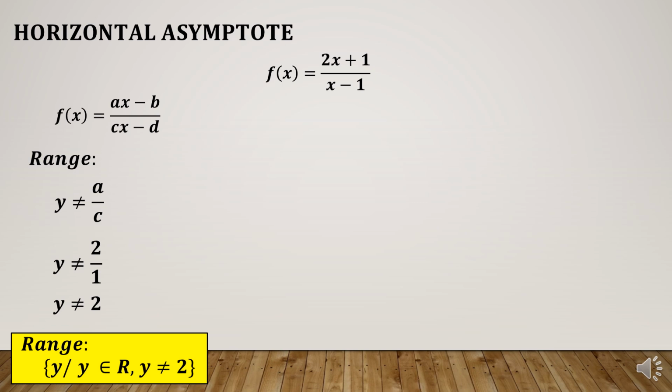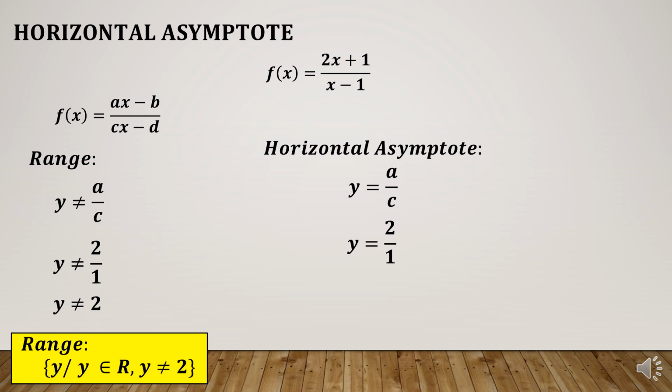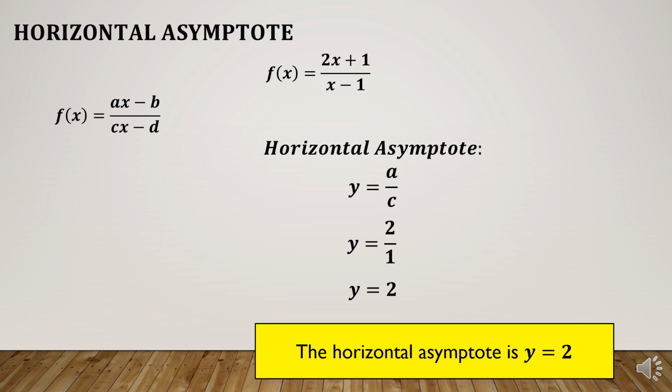The process in finding the horizontal asymptote of the given rational function is the same. At this time, we're going to find the value of y, which is y is equal to a over c. Then y is equal to 2 over 1, then y is equal to 2. Therefore, the horizontal asymptote is y is equal to 2.